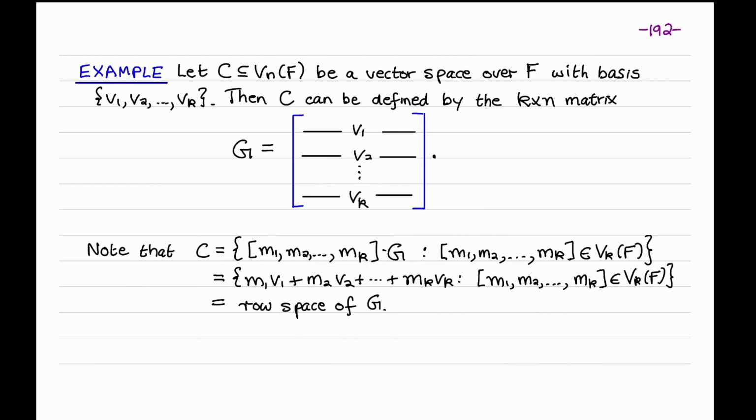This is because when you multiply such a vector with the matrix on the right, then the elements of the vector multiply the corresponding rows of the matrix. And so this product is m1v1 plus m2v2 plus ... mKvK. Hence, C is precisely the row space of G, which I'll define on the next slide.